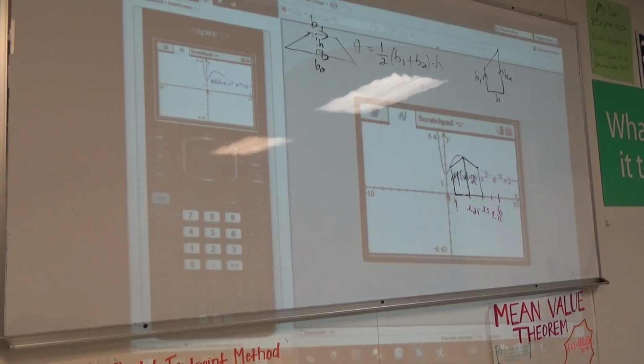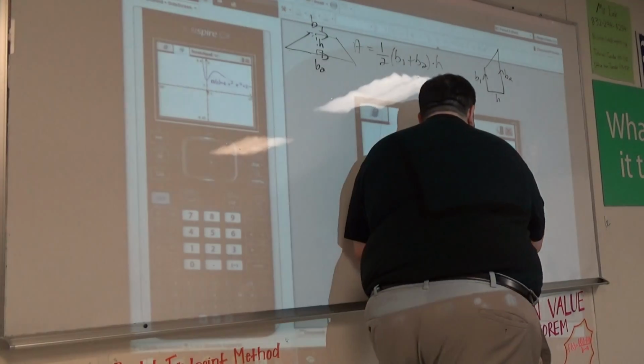Jonathan, what's it going to be? 1/2 times f of 2.25 plus f of 3.5. 1/2, that's a base, that's a base. What's the height? 1.25. That's your second one.